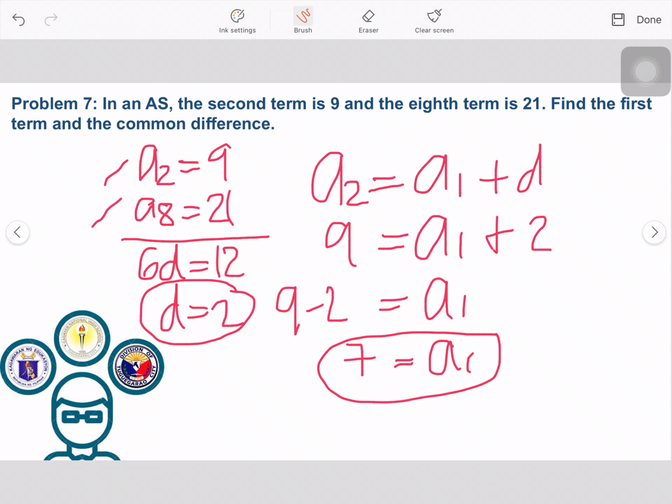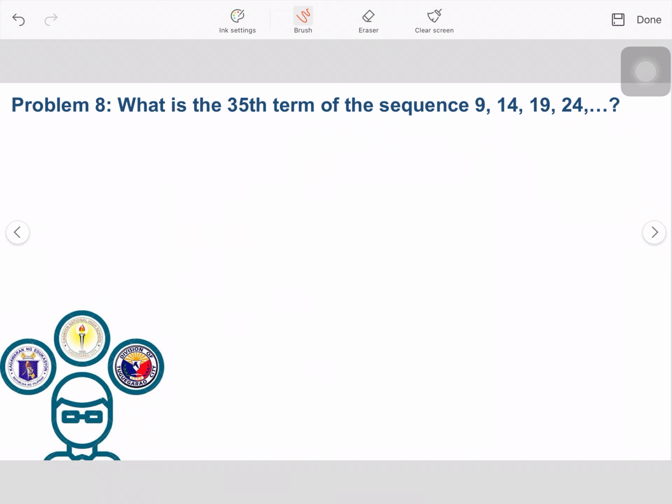Okay? What about problem number 8? What is the 35th term of the sequence 9, 14, 19, 24, and so forth? Okay, so we are looking for the 35th term, a sub 35. Now, before we could get the 35th term, let's try to look first at the explicit form of this sequence. So how do we get again the explicit form of the sequence? Of course, first we write a sub n equals. And then after that, we get the common difference.